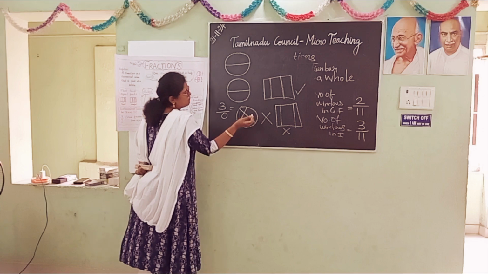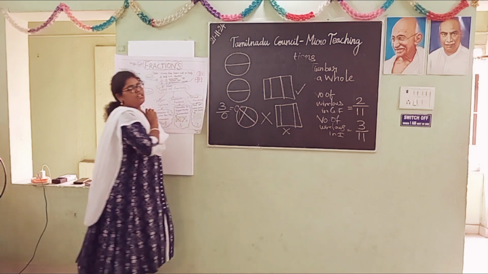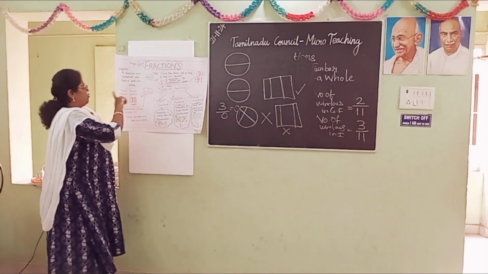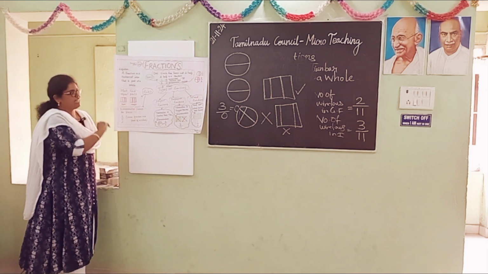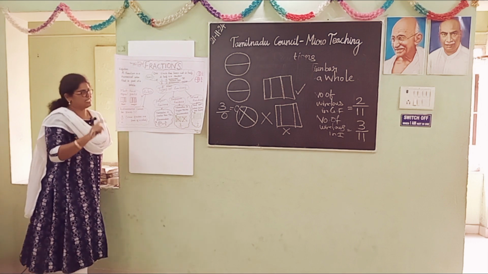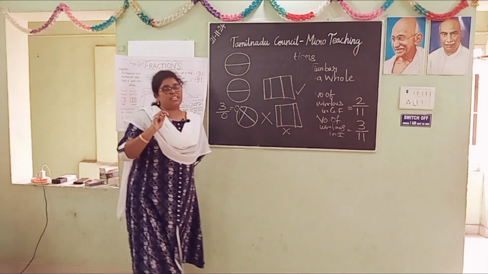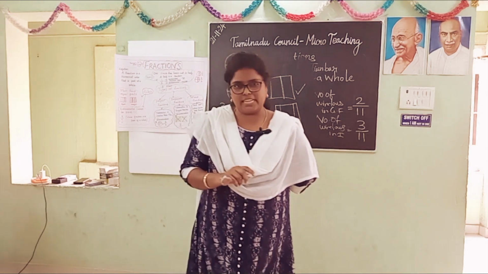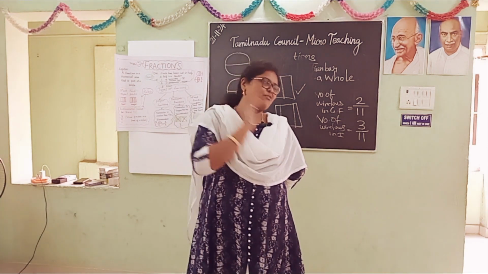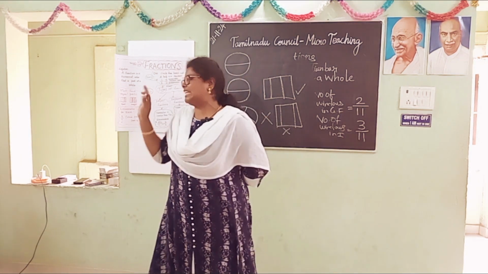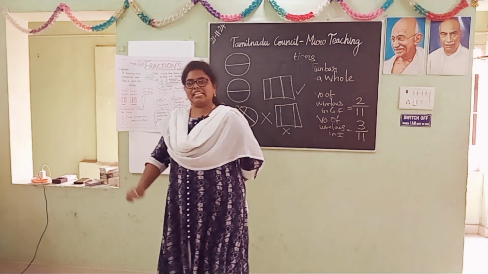So two rules are followed. It must have equal parts; we should divide it into equal parts, and the denominator cannot be 0. Okay, children, there are 7 types of fractions in total. How many types of fractions? 7 types of fractions. Out of that, we are going to learn 3 main types of fractions in this chapter.